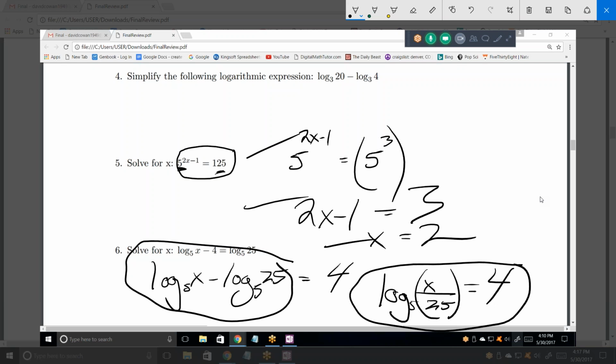I'm not sure. Number on the far left. Yeah, put the 5 over them. Power of the far right equals the number in the middle. Oh, okay. So we got 5 to the 4th power equals x over 25. And now we have an algebraic expression that you can solve using algebra.